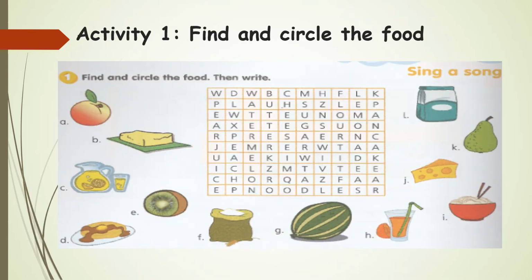Alright, now I would like you to refer to your module and do the first activity. Find and circle the food. So look at all the food here. So you need to find the name of the food. For example, okay, so this you need to find the word. Okay, here you can find the word noodles, so you have to circle the food. Okay, now try to do for all the food.